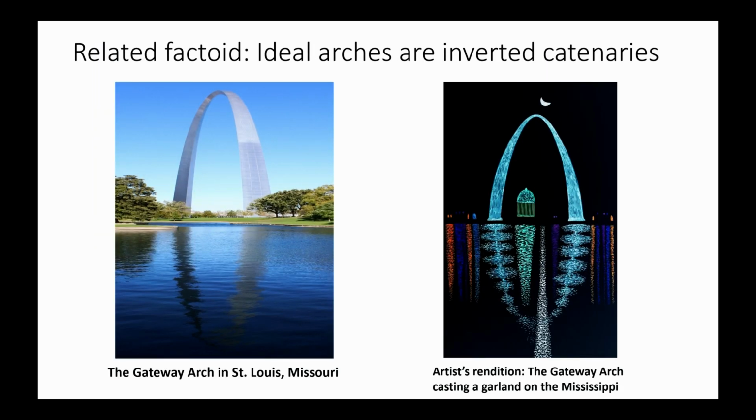All right, so a related factoid: ideal arches happen to be inverted catenaries, including the iconic Gateway Arch of St. Louis. Although that arch is not a catenary proper, it's actually shrunk in only one direction, which is related to the fact that the linear mass density is not the same. I just wanted to briefly mention that on the side because some people might catch on that. But it's still a variation on the catenary. And on the right-hand side, we see an artist's rendition of the Gateway Arch casting a garland on the great Mississippi River.